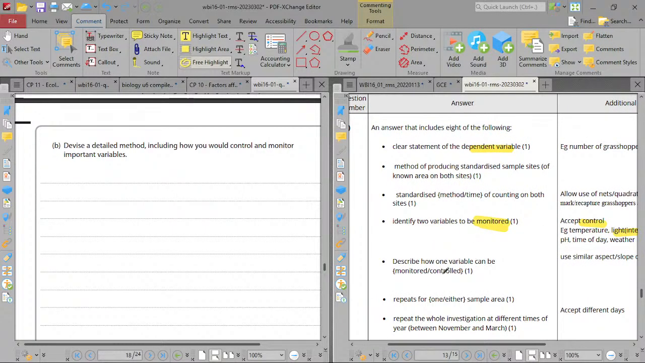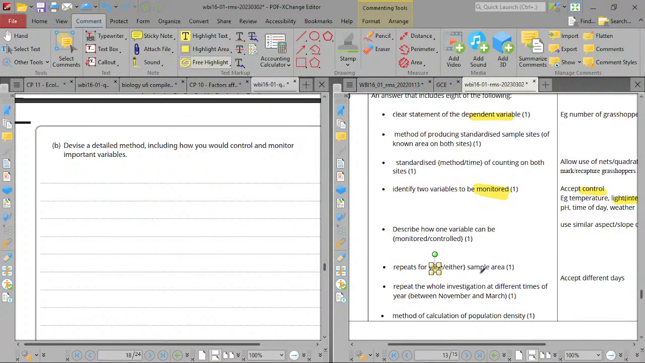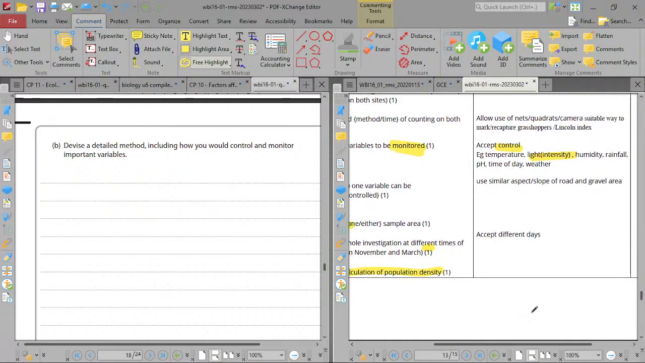Describe how one variable can be controlled or monitored. So light sensor for light intensity. Repeats for one or neither sample area, or thermometer for temperature. Repeats for one sample area, and then repeat experiments at different times of year and calculate the population density.